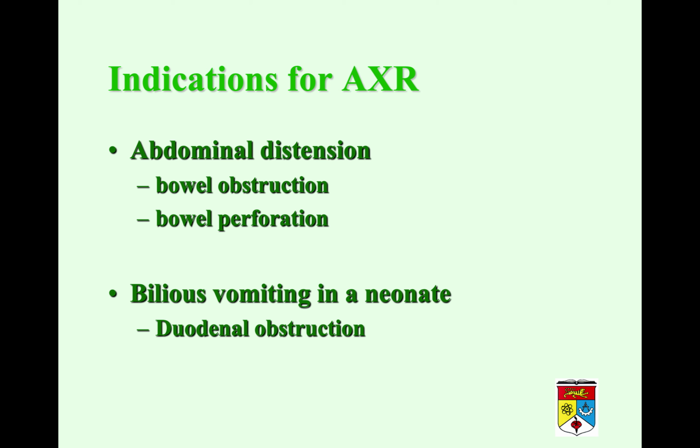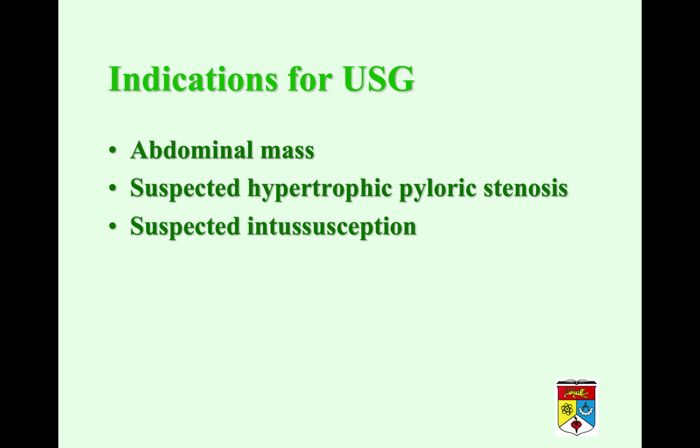The child will come in with abdominal distension, and clinically the clinician will suspect whether there is any bowel obstruction or any bowel perforation. So abdominal radiograph is one of those indications. And often when you see a neonate, and this is very surgically alarming, whenever the child presents with bilious vomiting, you need to exclude the presence of duodenal obstruction, so you will do an abdominal radiograph.